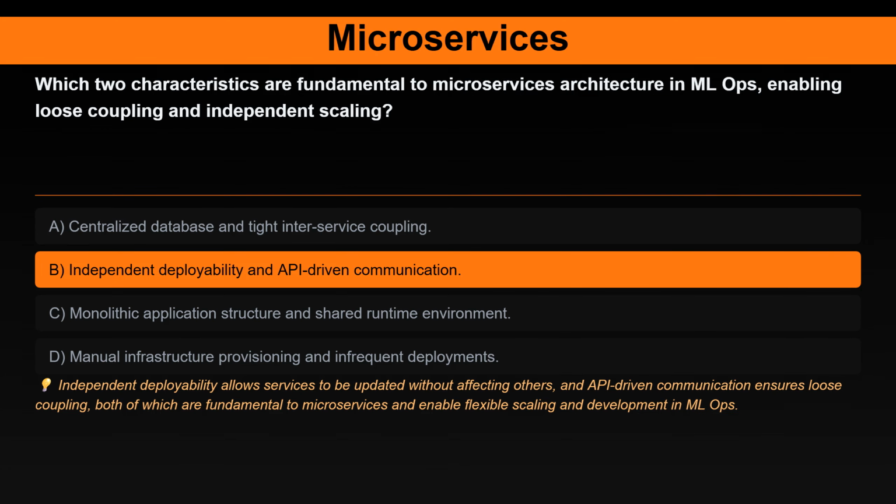The correct answer is independent deployability and API-driven communication. Here's the explanation. Independent deployability allows services to be updated without affecting others, and API-driven communication ensures loose coupling, both of which are fundamental to microservices and enable flexible scaling and development in MLOps.